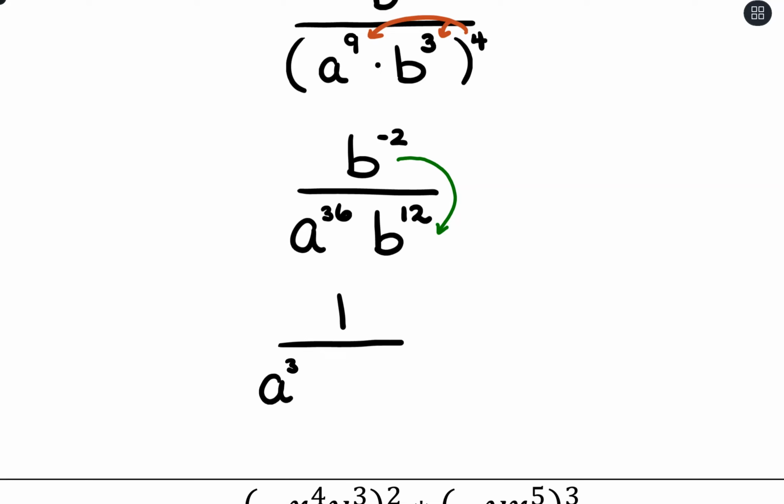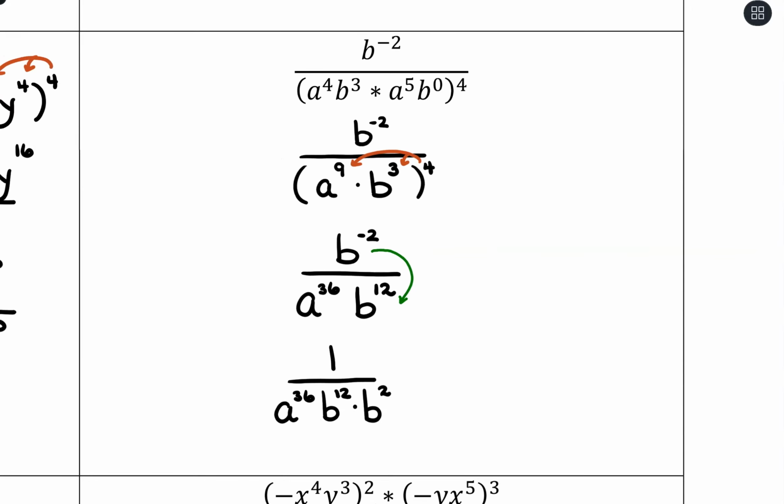I'm going to have a to the 36, b to the 12, and then this new b squared in the denominator. So I get that positive exponent of 2 because I moved down there. And then what I could see is I have these expressions with base b that I could combine together. So what we'll have is 1 over a to the 36th power, and then times b to the 12 plus 2, which is 14. And that will have us done right there.